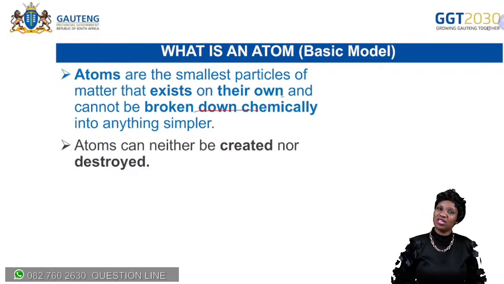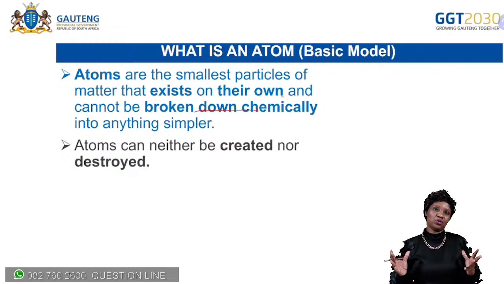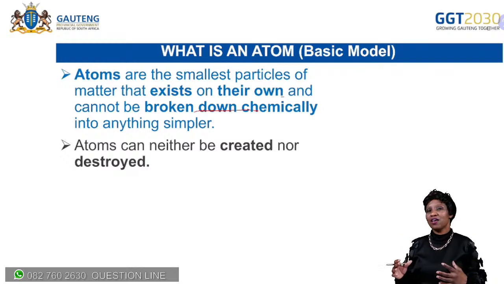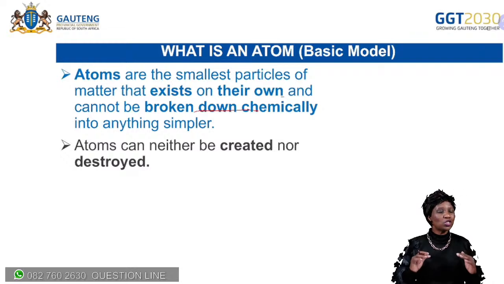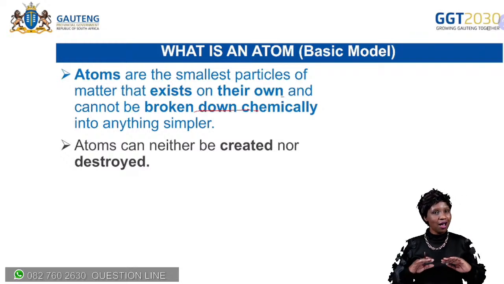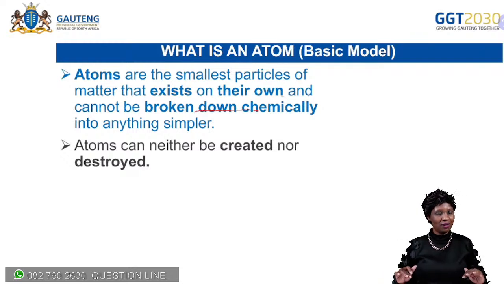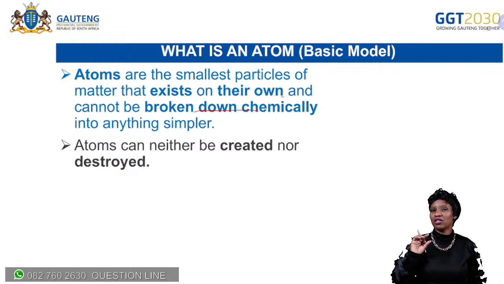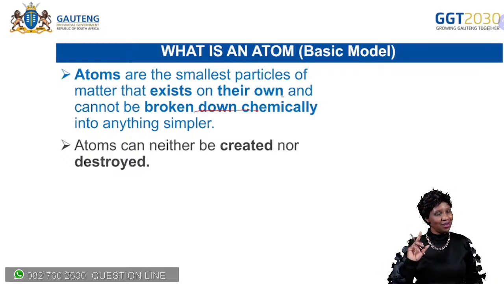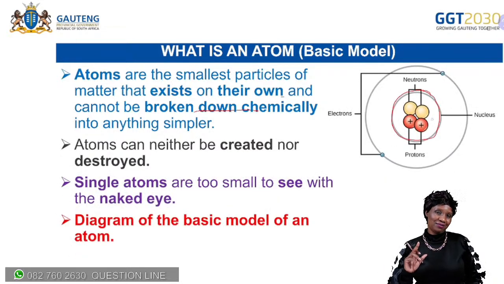What is in the nucleus of an atom? We've got the protons, which are positively charged. We also have the neutrons, which don't have a charge. They are neutral. Do you get it? And then we've got the electrons that orbit around the nucleus. They are negatively charged. Okay.